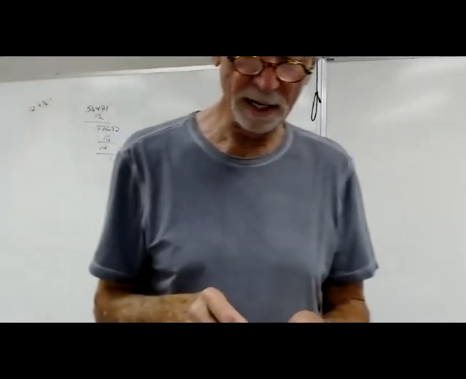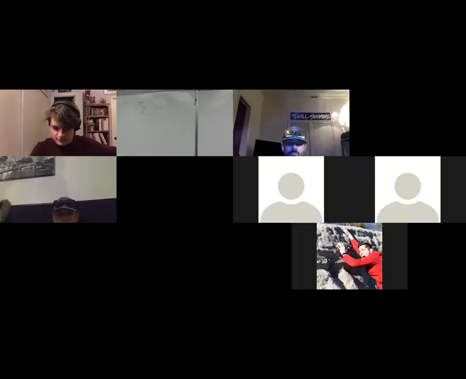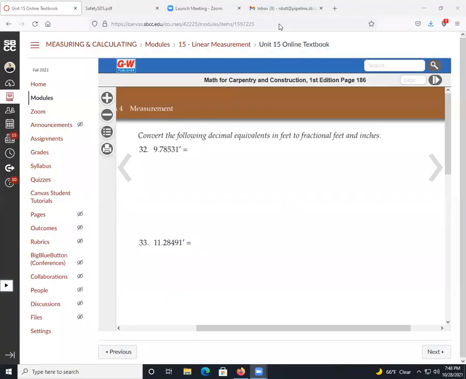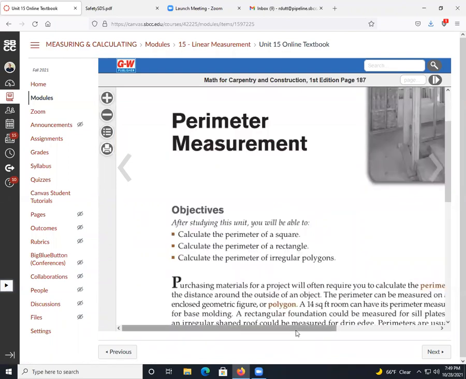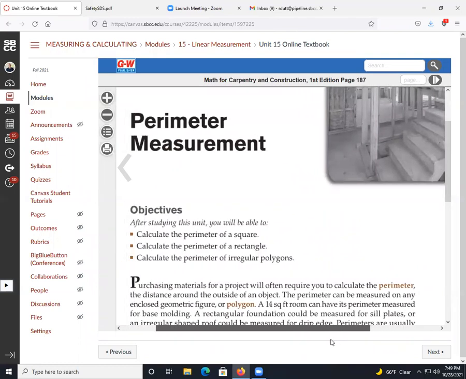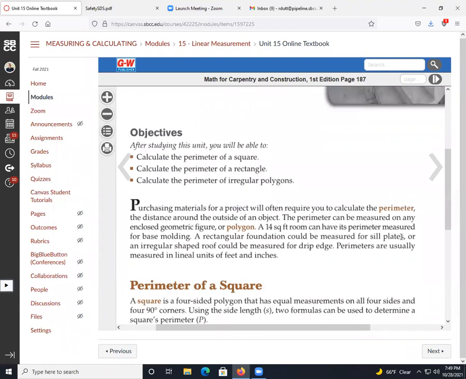And that takes us right into perimeter measurement. Woohoo! So let's get right to it. Perimeter measurement. After careful study of this, we should be able to calculate the perimeter of a square, calculate the perimeter of a rectangle, and calculate the perimeter of irregular polygons.